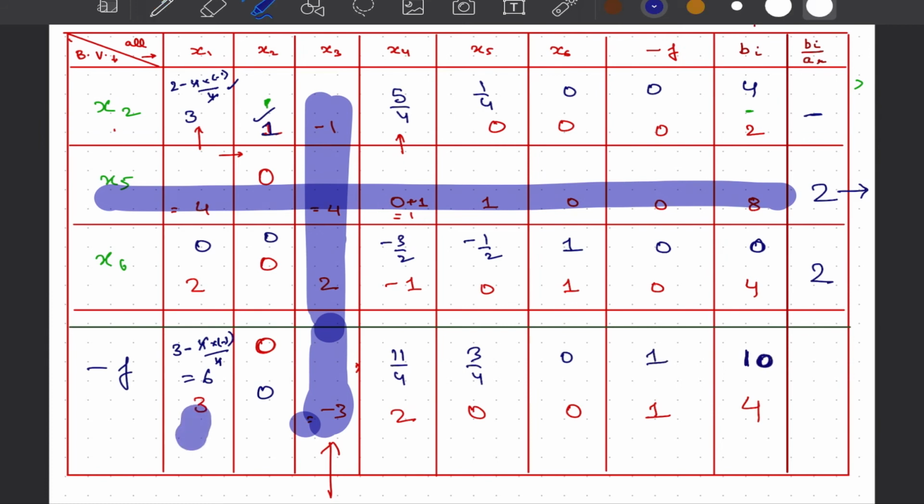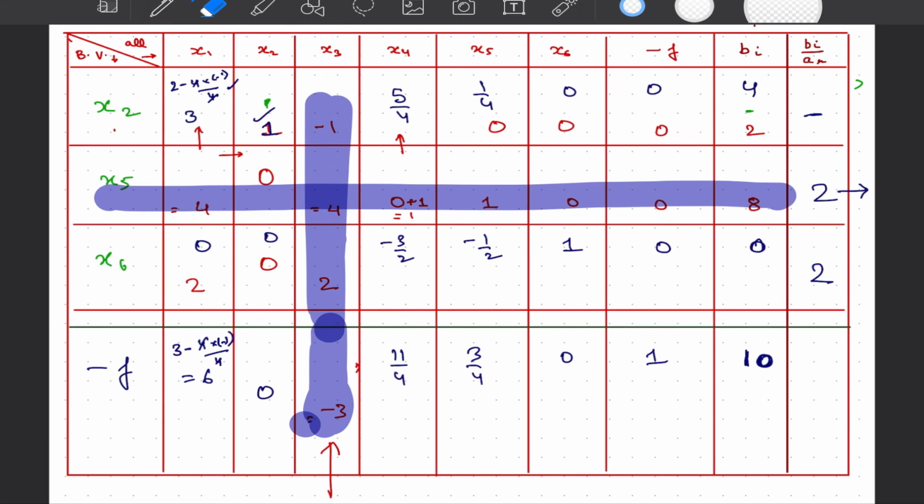Again, I will erase all the values that are written in red to make a cleaner tableau, and I will come to the pivot column once I make this a little cleaner, and here I will delete this and so on.